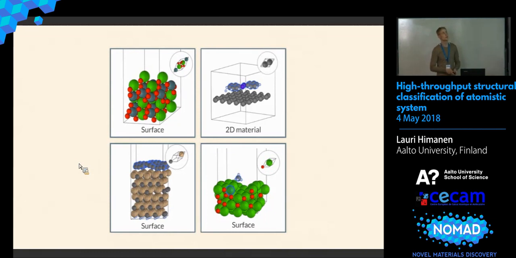So this is one which was detected as a surface, and the image shows the initial structure, and in the top right corner we have the identified unit cell. Then we have a 2D material which was detected, and the difference here is that we have outlined the outlier atoms with a blue color. As you see here, there's a molecule on top of the graphene layer. Once again, we have the unit cell in the top right corner.